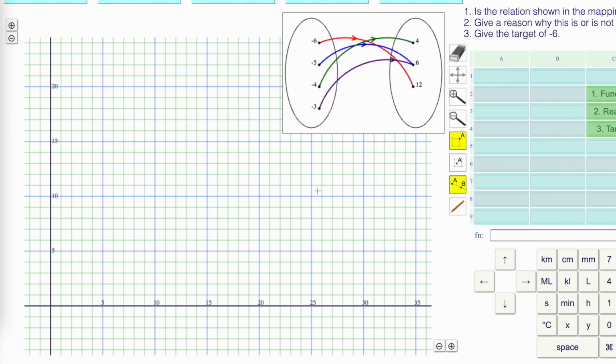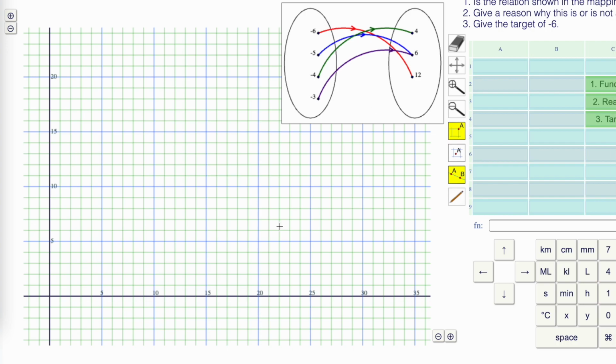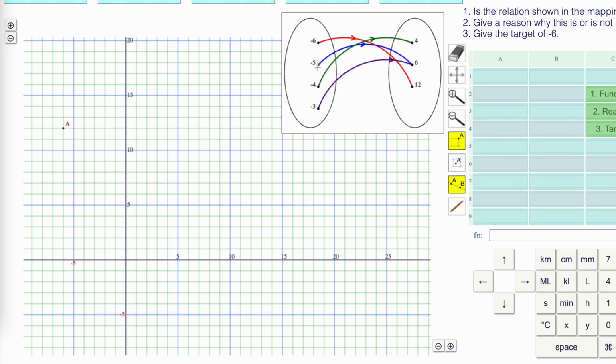Let us graph this one. If we have negative 6, gives us 12, like that. We have negative 5, gives us 6. Negative 4 gives us 4. Then negative 3 also gives us 6. This is a parabola. If we keep going, it would go up like this.